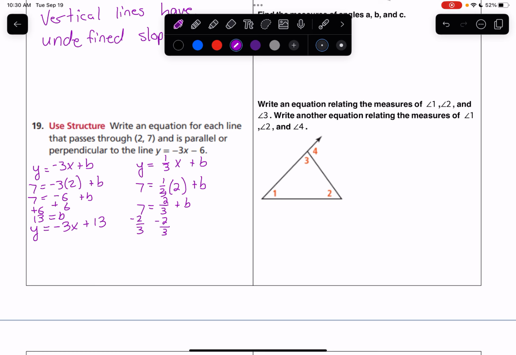7 is equal to 21 over 3, 21/3. So 21/3 minus 2/3 is 19/3 equals b. So our equation would be y equals 1/3 x plus 19/3. So here are our two equations.